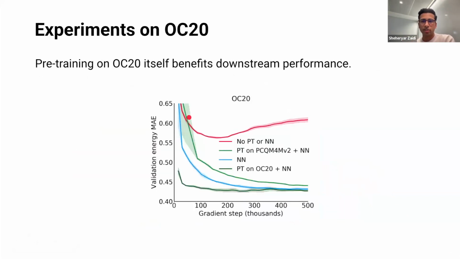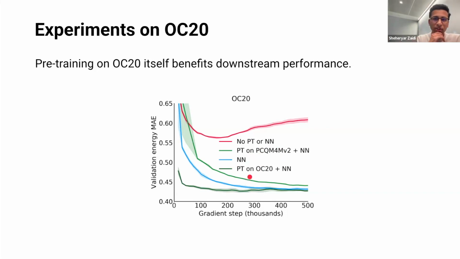So here we found that, first off, doing no denoising, no noisy nodes, no pre-training gives significantly worse performance. That's the red curve over here. This is the validation energy MAE. So you need to denoise in some way, either noisy nodes or some sort of pre-training, in order to improve the performance. And here we tried two things. One was PCQ itself, but PCQ, as I said, is quite different from OpenCatalyst 2020, so we found that it wouldn't necessarily give the best performance.